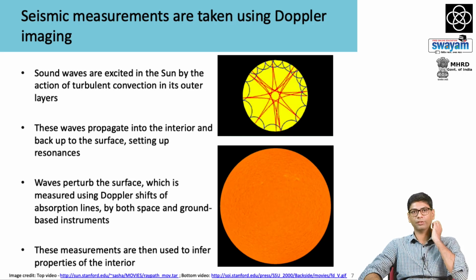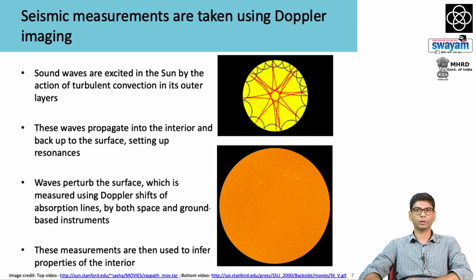Using that, we can then infer the properties of the interior. Here is a little video, taken by the Michelson Doppler Imager again, that shows how the surface velocity wave field is evolving as a function of time. It looks like your TV screen when you just have background static and you don't have any signal. You can see it scintillating, and these are waves basically. These are acoustic waves in the sun.